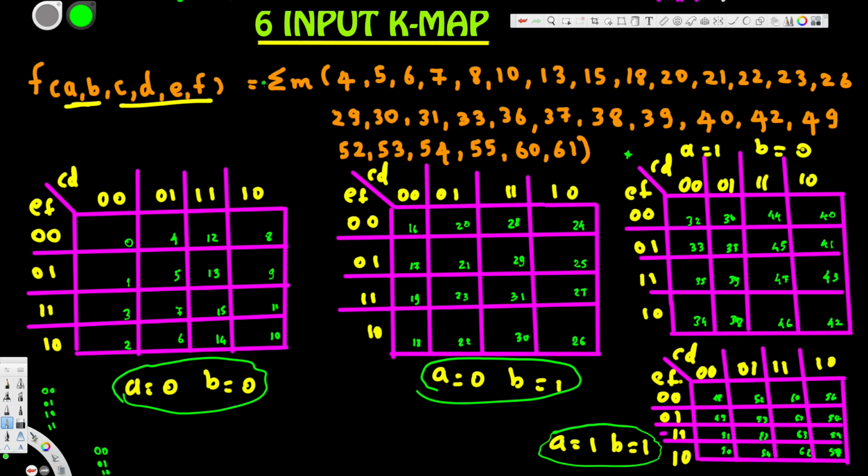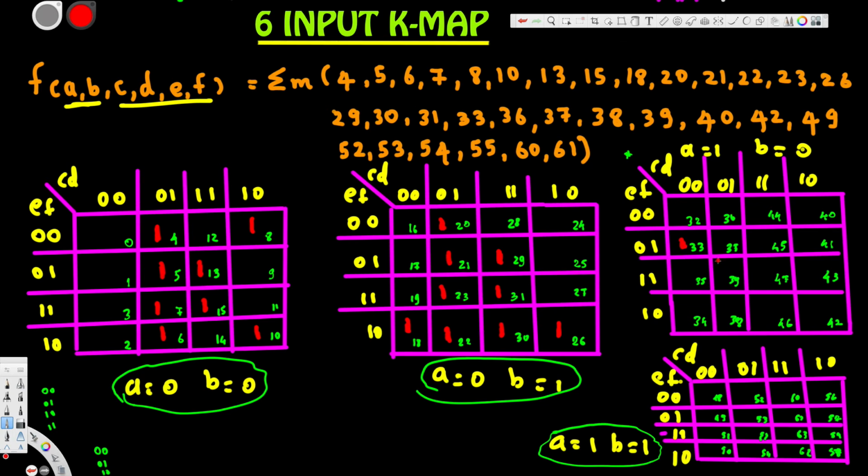Now let's go ahead and place the minterms. Minterms are given at location 4 we have 1, at location 5 we have 1, 6, 7, 8 we have 1, 10 we have 1, 13 and 15, and then 18 is here, and then 20, then 21, 22 is here, and then 23 is here, 26 is here, then 29 is here, 30 is here, and then 31 is here, 33 is here.